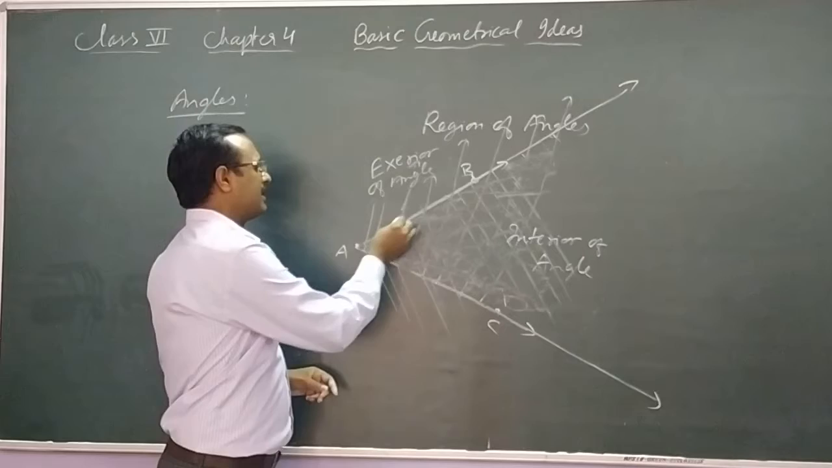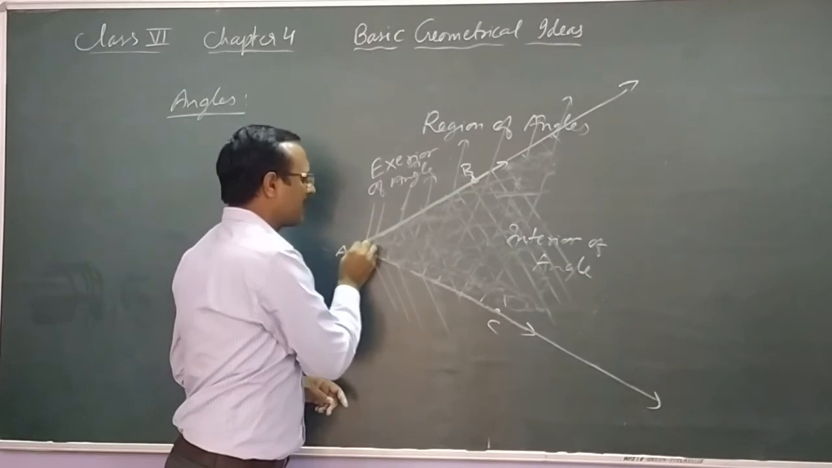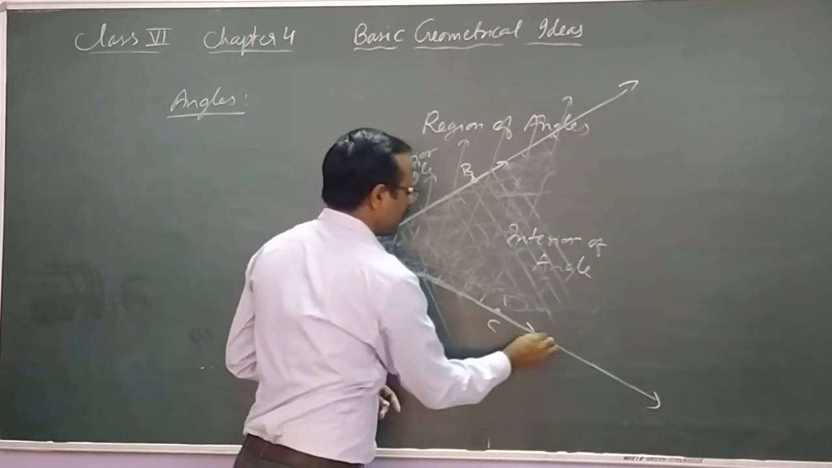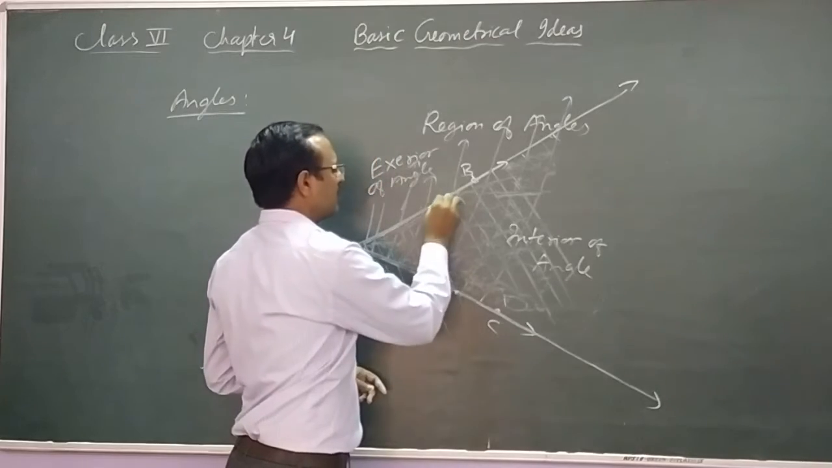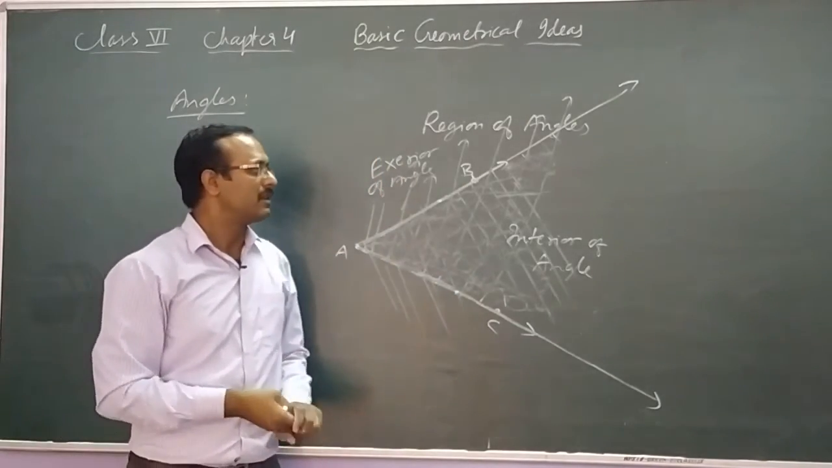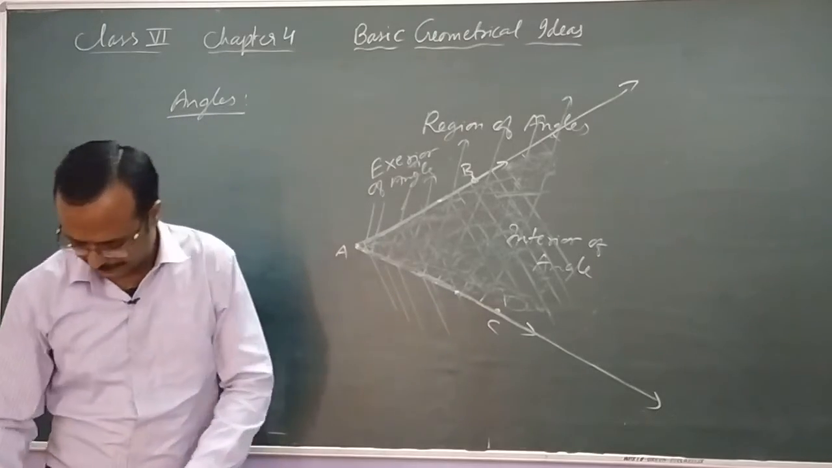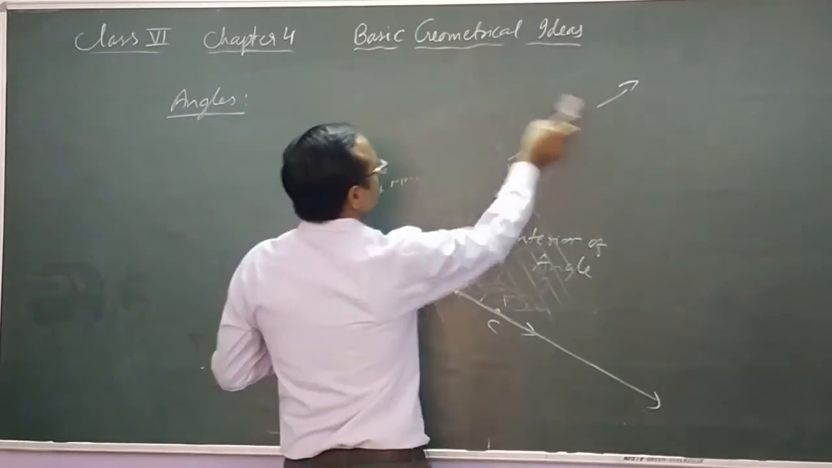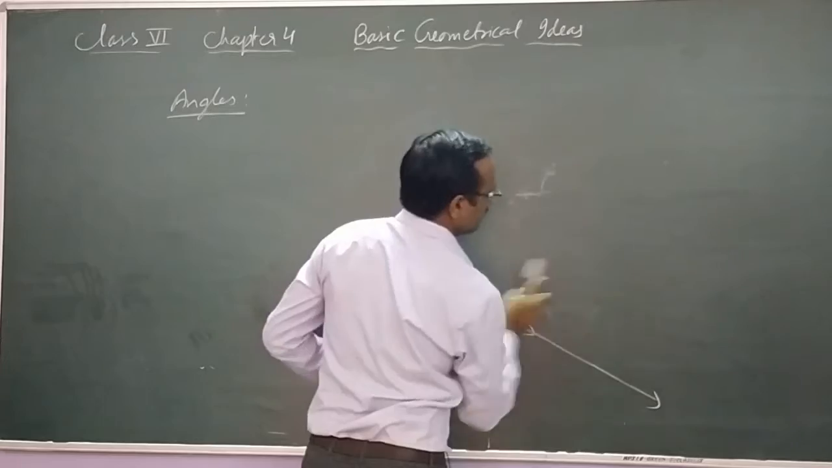And if a point is on the angle, you can put it on the line. All the points which are on the arms of the angle are called points on the angle. This was about the regions of the angle.